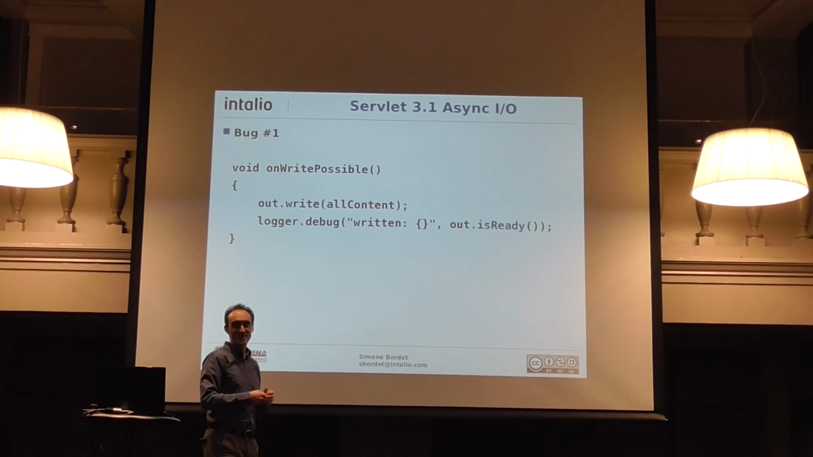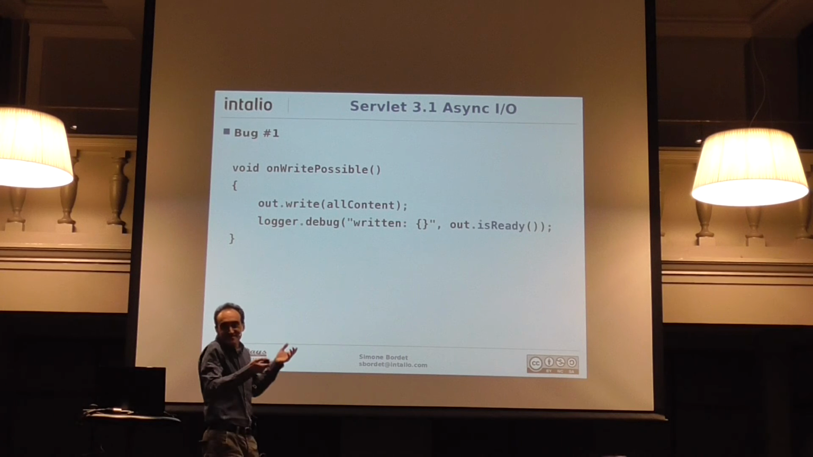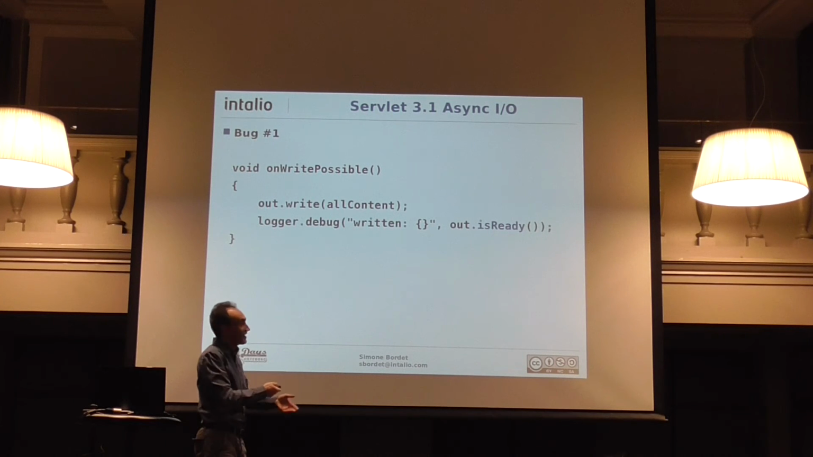So how this API can be really tricky to use. Okay, so this is case number one. We have onWritePossible. We say, well, we have just one big buffer to write, and we just write it. That's it. We have nothing more to write. And then we have logger debug. Have we written this? Yes or no? And we call out.isReady and say, well, if it returns true, it means that the whole content was written. If it returns false, it means it'll take a while to be written.